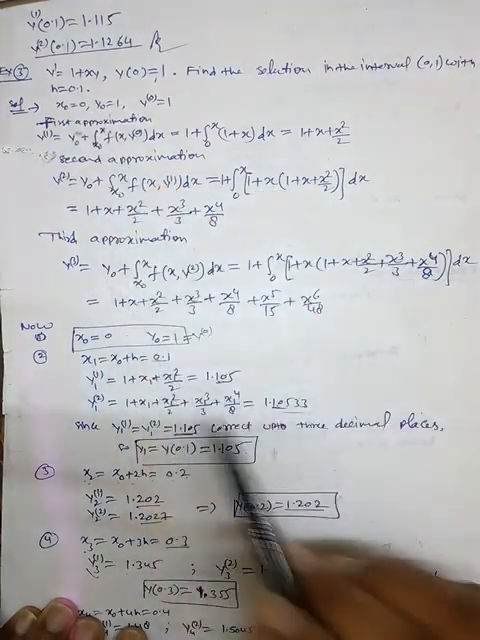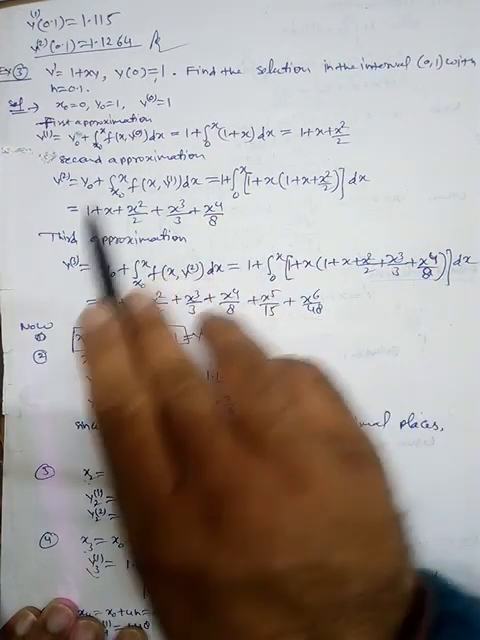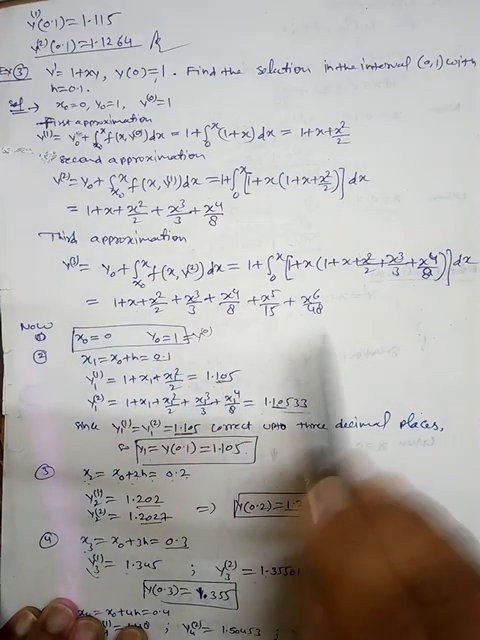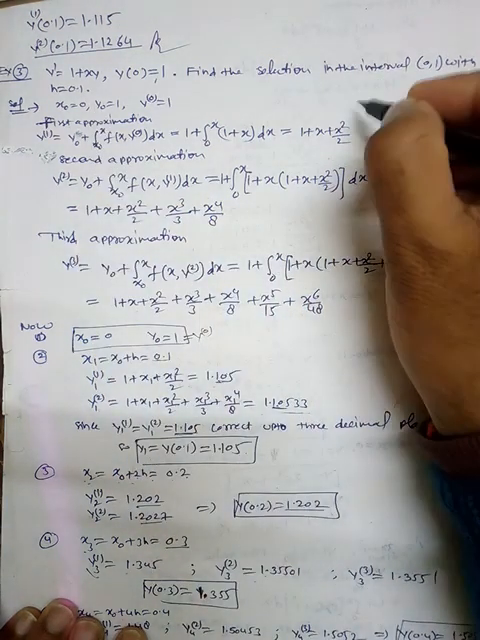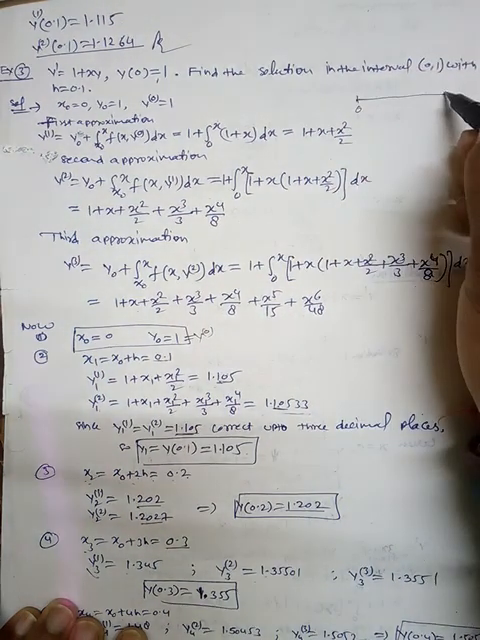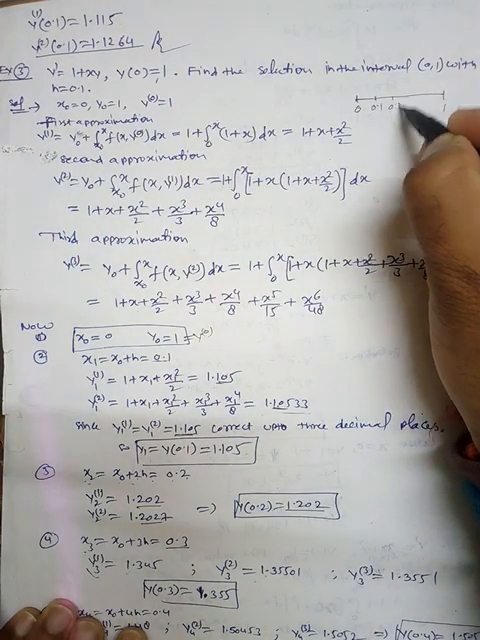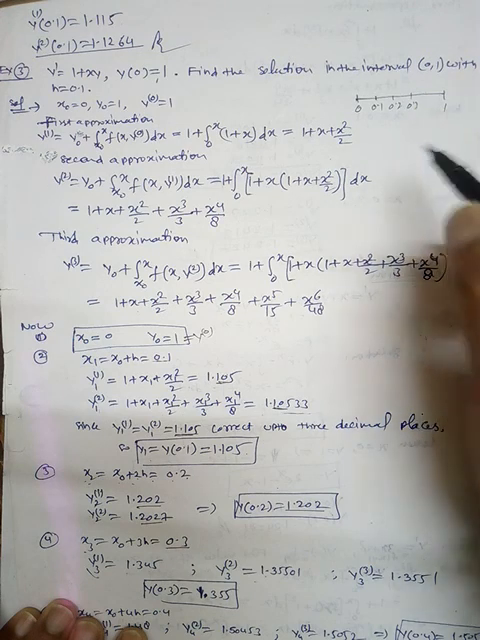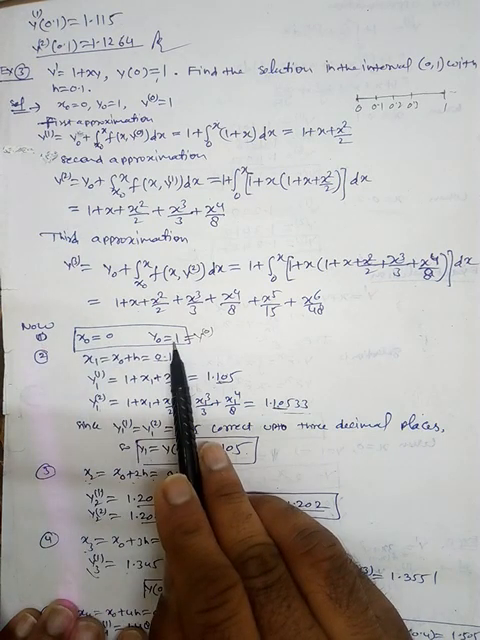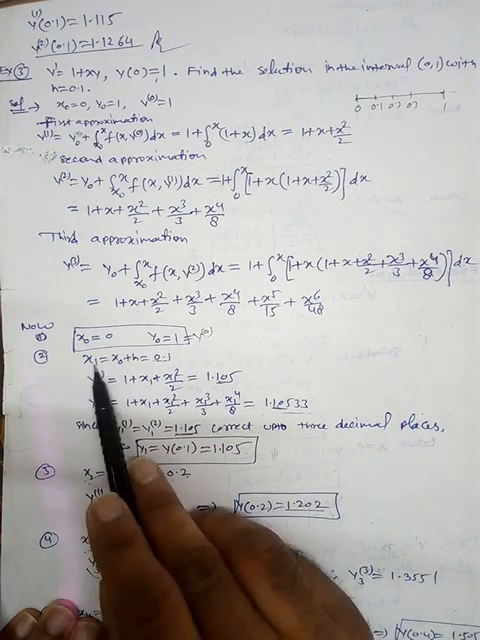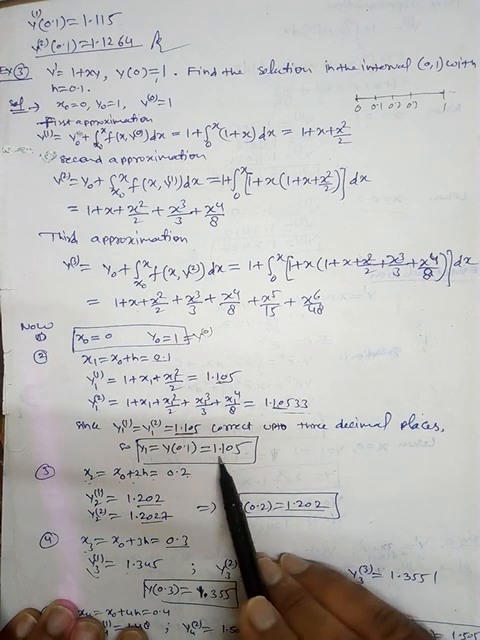Basically you have to first find out the first approximation expression, second approximation, and third approximation. Now term by term you have to evaluate. First you have to evaluate the value at 0.1, because the interval is 0 to 1 and the step size is 0.1. So first you find 0.1, then 0.2, then 0.3, and so on. Here x naught is 0. Then you have to find the value at 0.1, which is denoted by y1. Y1 means y at 0.1, which is 1.105.